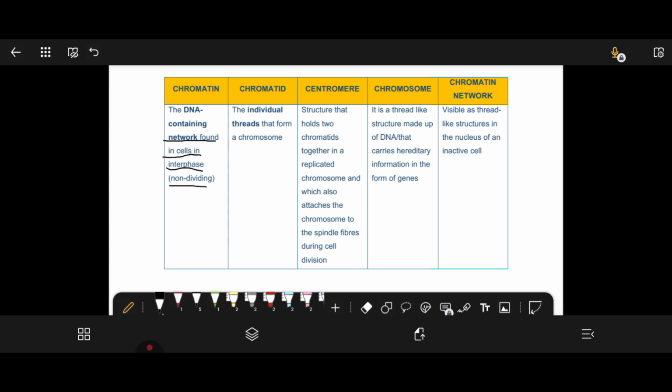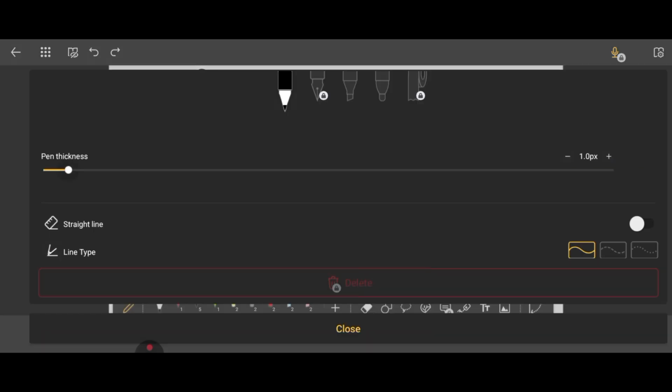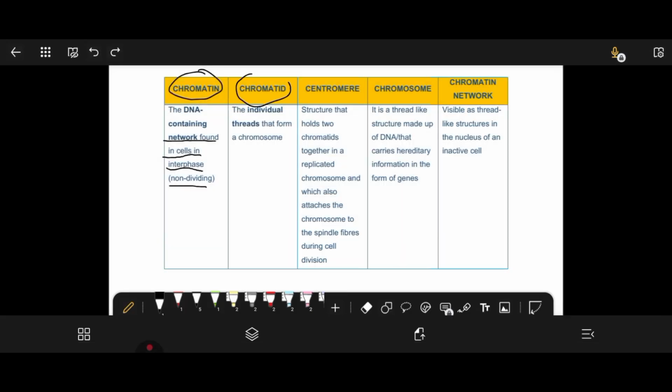And then we have a chromatid. Make sure that you understand the difference between these words because they sound very similar. This one is a chromatid, that one is a chromatin. The chromatid is the individual thread that forms a chromosome.